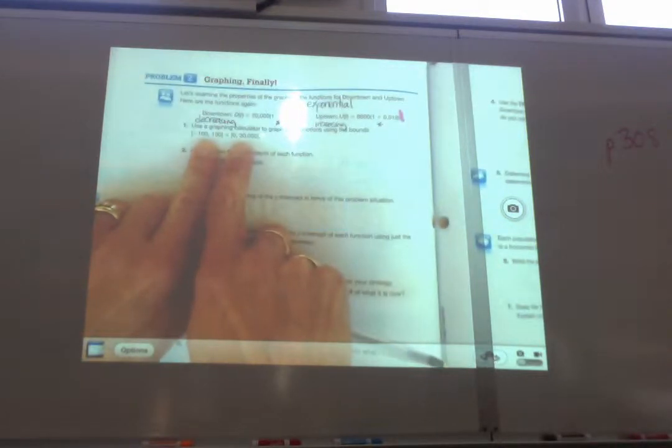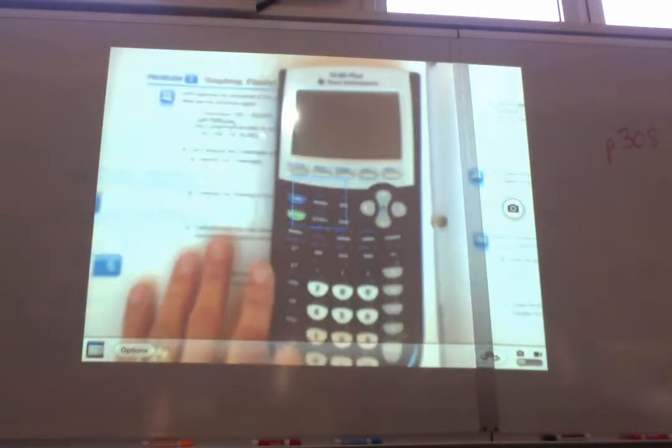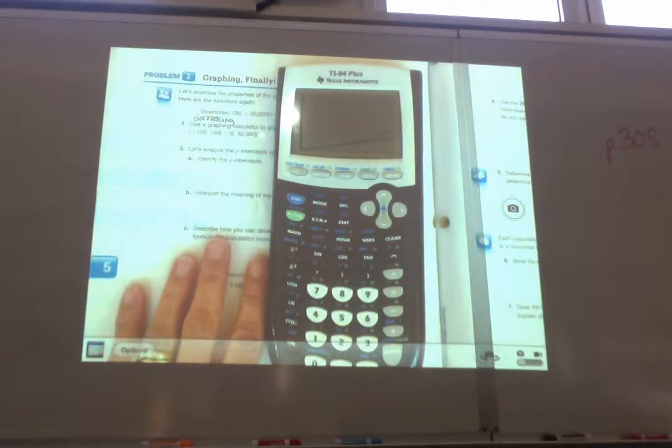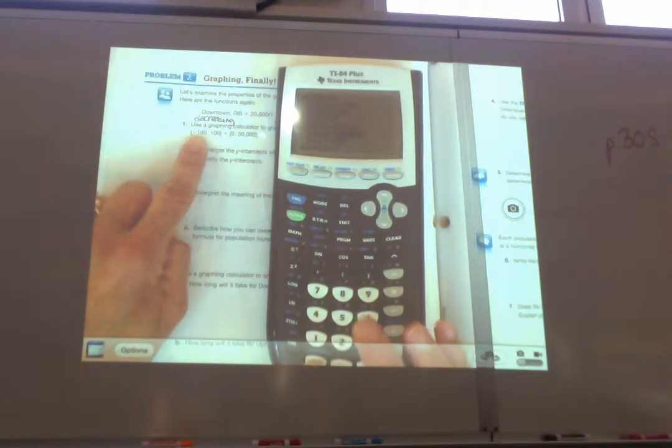When they give you the negative 100, positive 100 by 0 and 30,000, those are the x and y boundaries that they want on the graph. That's what you're going to have to put onto the window of your calculator. So go ahead, open up calculators, turn them on. Go to window. This minus 100, that's the x-min, negative 100.